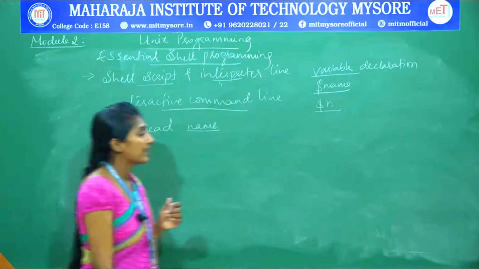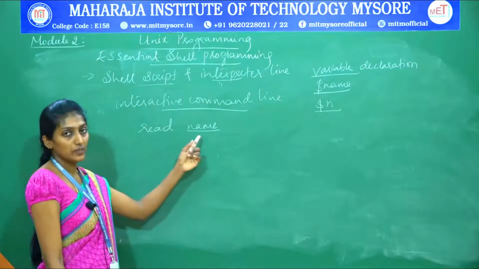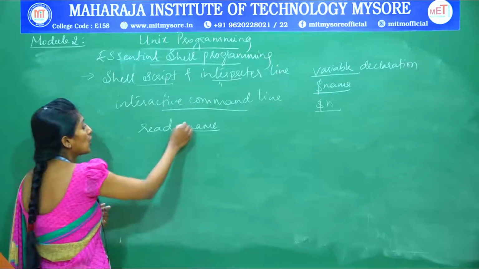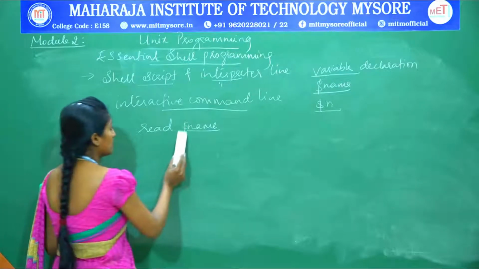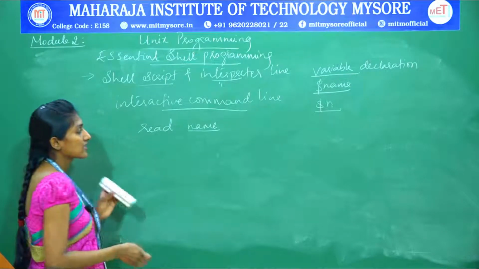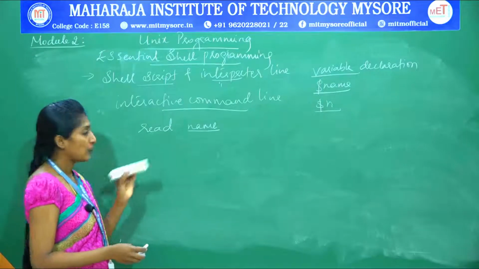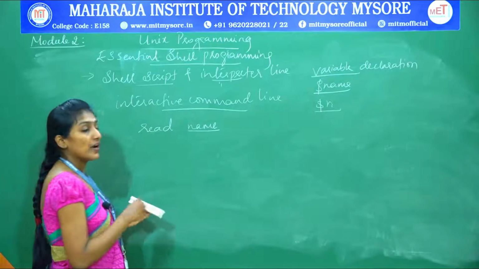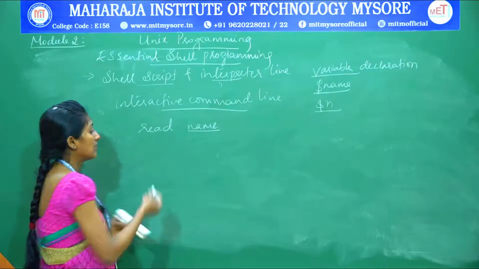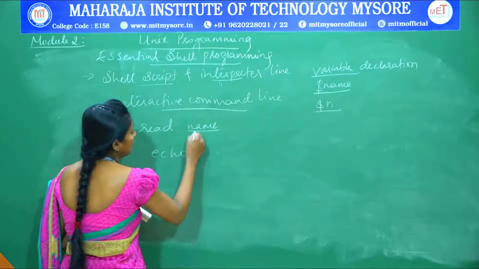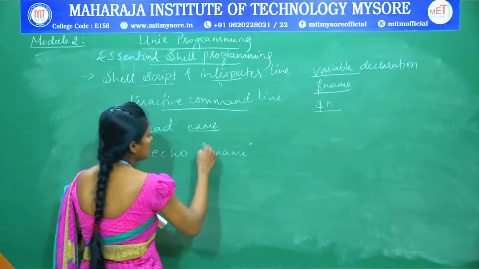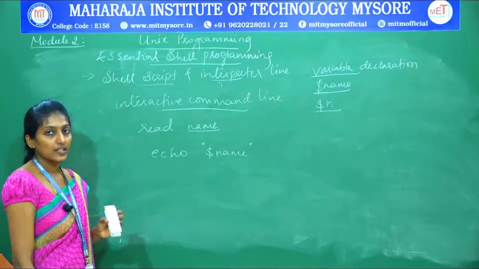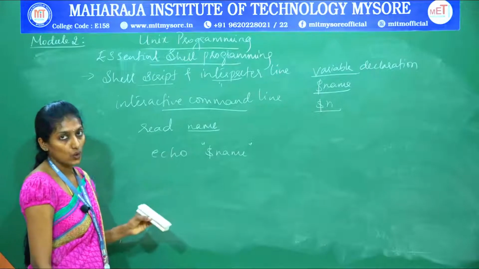But while providing the variable name for the read command, no need of providing this dollar symbol here. So this is not acceptable. So this you can't give. You can just give read followed by the variable name. But while accessing this variable name, like while echoing this name, you have to always give that with what? $name. So this you should know.